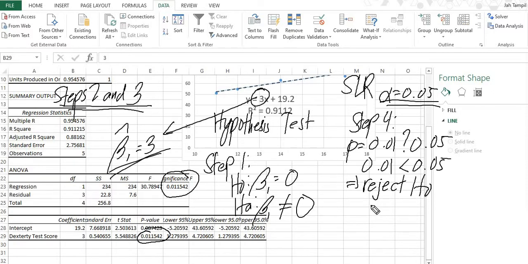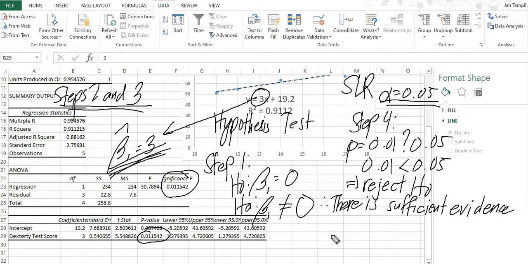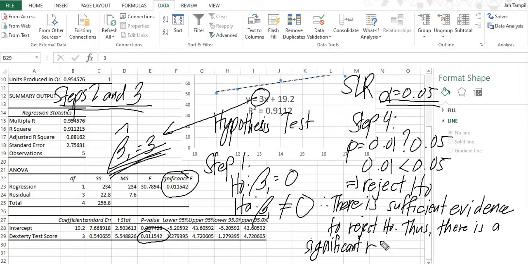Since we are rejecting our null hypothesis, we are saying that this is significantly different from 0. Therefore, we can say that there is sufficient evidence to reject H0. Thus, there is a significant relationship between dexterity and productivity.